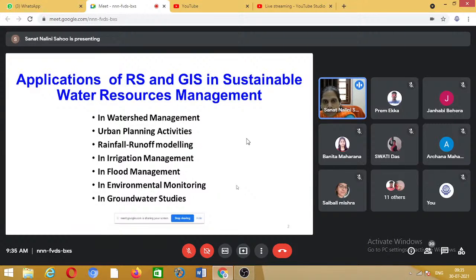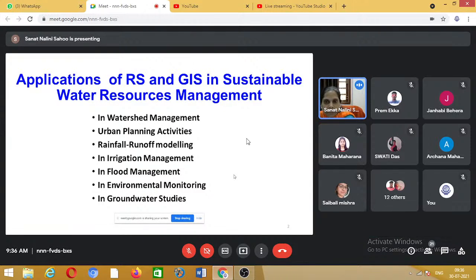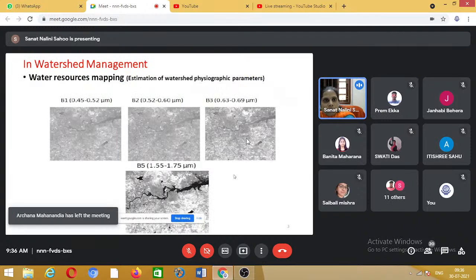So first of all, we will be discussing the areas of watershed management, urban planning activities, rainfall runoff modeling, irrigation management, flood management, environmental monitoring, and groundwater studies, and how these tools are effectively used to manage our water resources. So first of all, we'll be discussing watershed management.